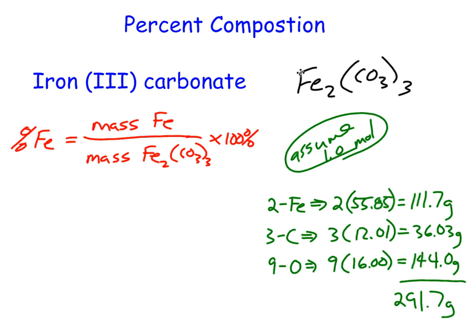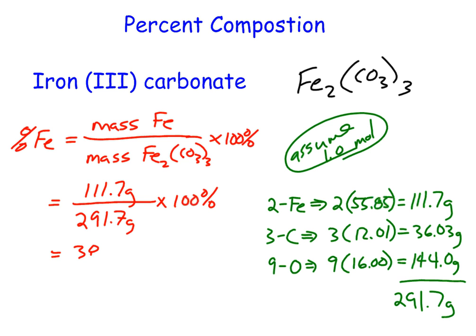So now we can come back over to our formula, and we can plug in the mass of the iron part, which would be 111.7 grams, the mass of the whole compound, 291.7 grams, times 100%, and that would give us a percent iron of 38.29%.